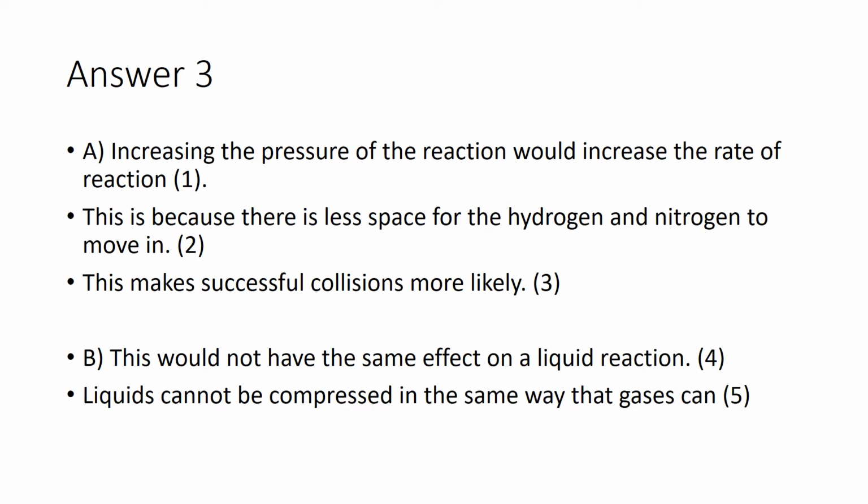So your answer for question 3. For part A, for the first mark, you need to identify that increasing the pressure of the reaction would increase the rate of reaction. So the rate at which ammonia would be produced is increased. You also need to explain. So this is because there is less space for the hydrogen and nitrogen particles to move in. That will get you your second mark.